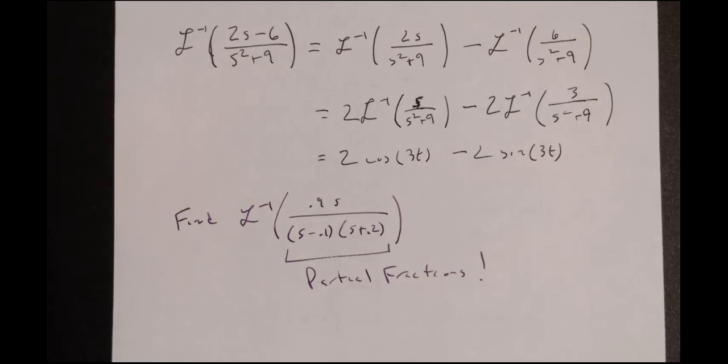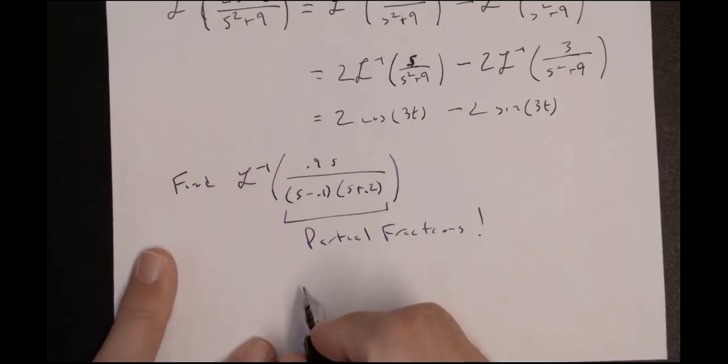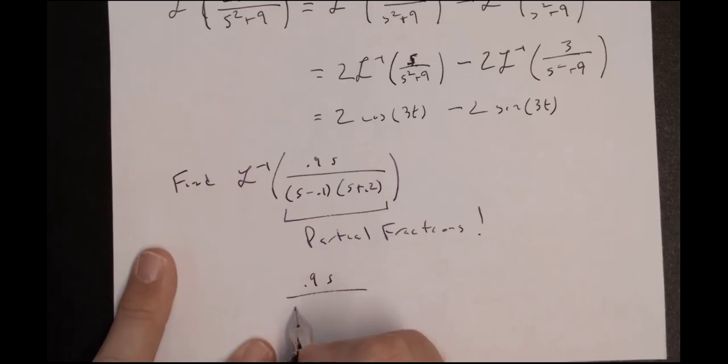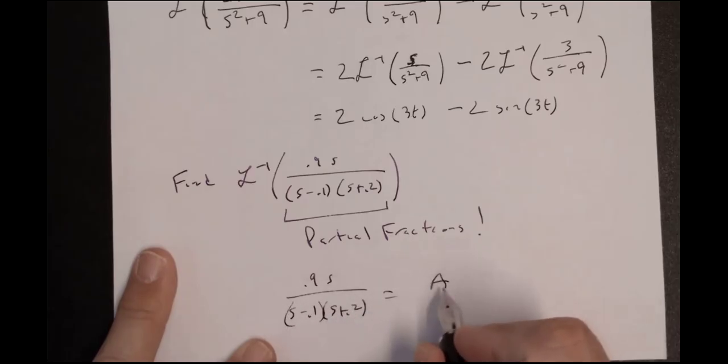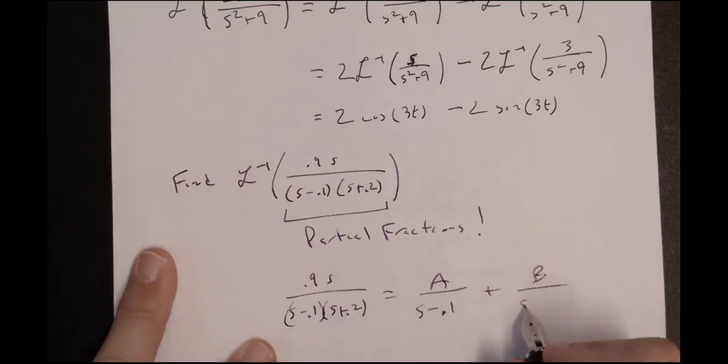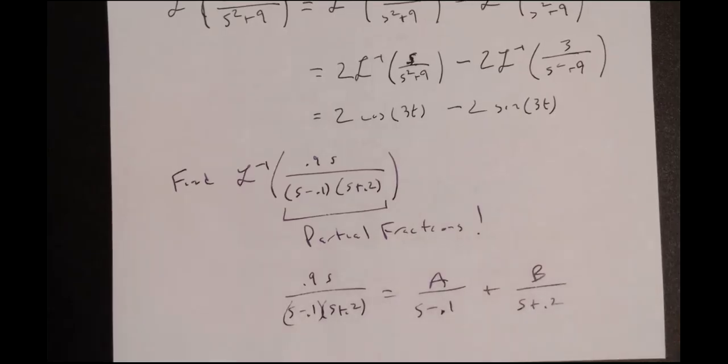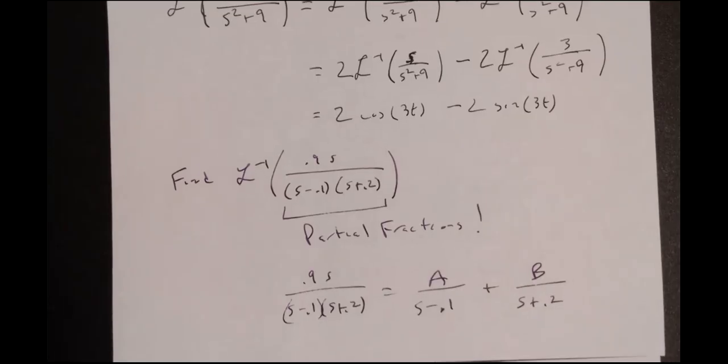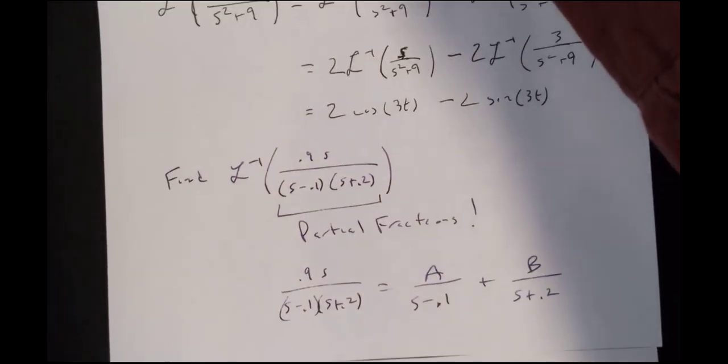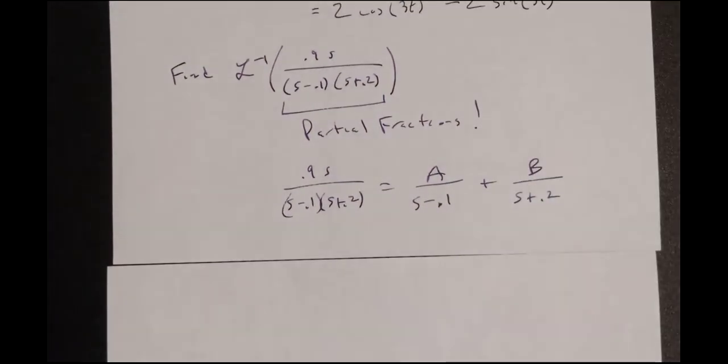All right, wait a minute. 0.9s over (s minus 0.1)(s plus 0.2) is going to be a over s minus 0.1 and b over s plus 0.2. I remember doing this. I don't necessarily remember how to do it, but I know I did it in Calc 2. What do I do from here?